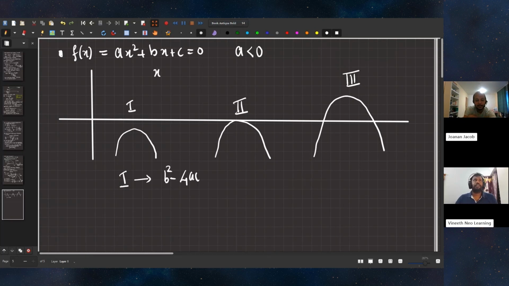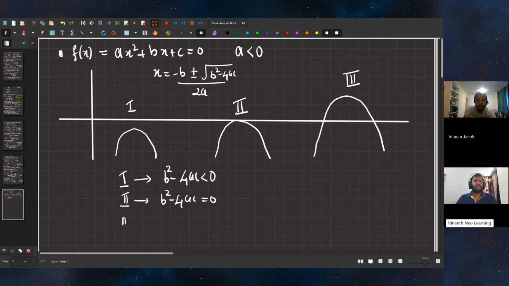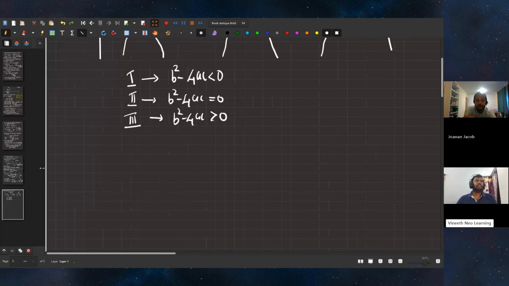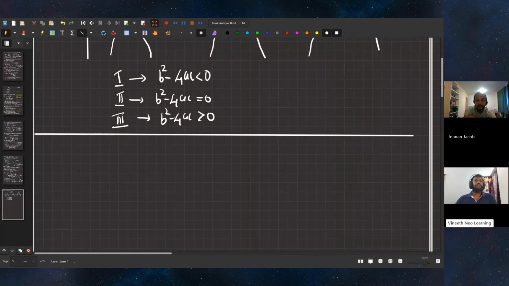I understood that. x equals minus b plus or minus square root of b squared minus 4ac by 2a. Case 1 happens when b square minus 4ac is less than 0. Case 2 happens when this is greater than or equal to 0. Case 3 happens when it is greater than 0. This is our condition. This is our quadratic. We know this from our school period.